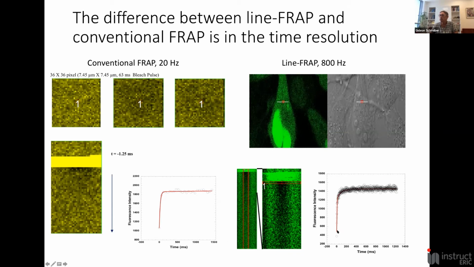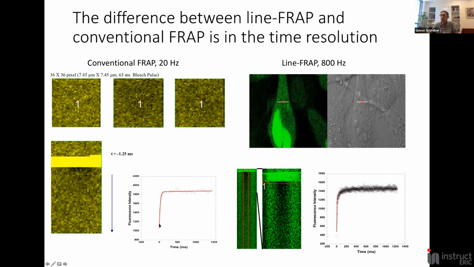And you can see here the recovery. And you see that in the Line-FRAP, because we have a dot each millisecond, we actually get many dots, and we can get a very nice recovery curve for a protein. Here is conventional FRAP, and conventional FRAP will be between 20 and 50 hertz. So in other words, in a second, we can have anywhere between 20 and 50 snapshots.